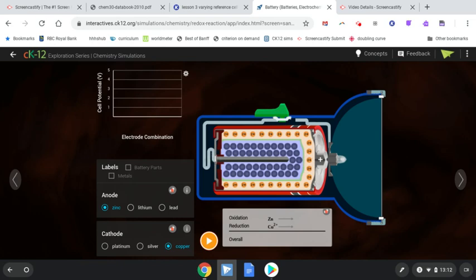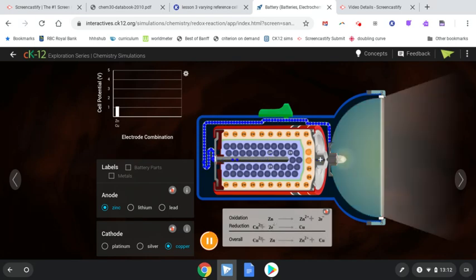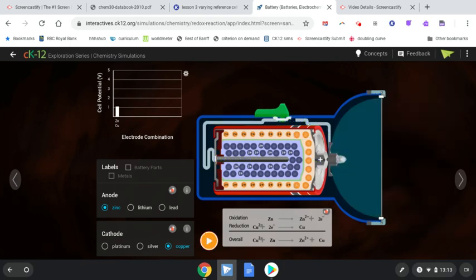Okay, so what we do is push play, and it shows the electrons flowing from the anode, your reducing agent losing electrons, to the cathode, the oxidizing agent that is gaining the electrons. So you can see the copper 2 plus is turning into copper. Okay, sorry, zinc turns into zinc 2 plus, and the copper 2 plus turns into copper. And we have our reaction down here.